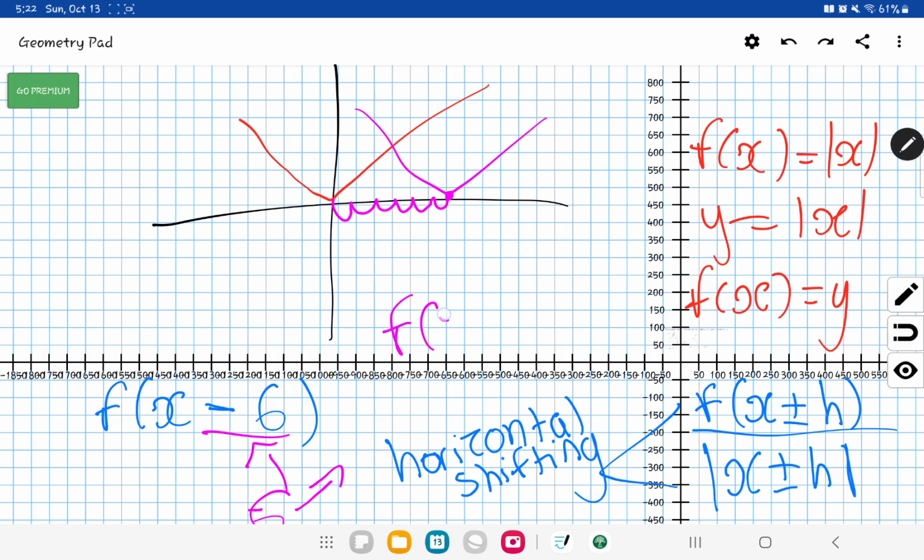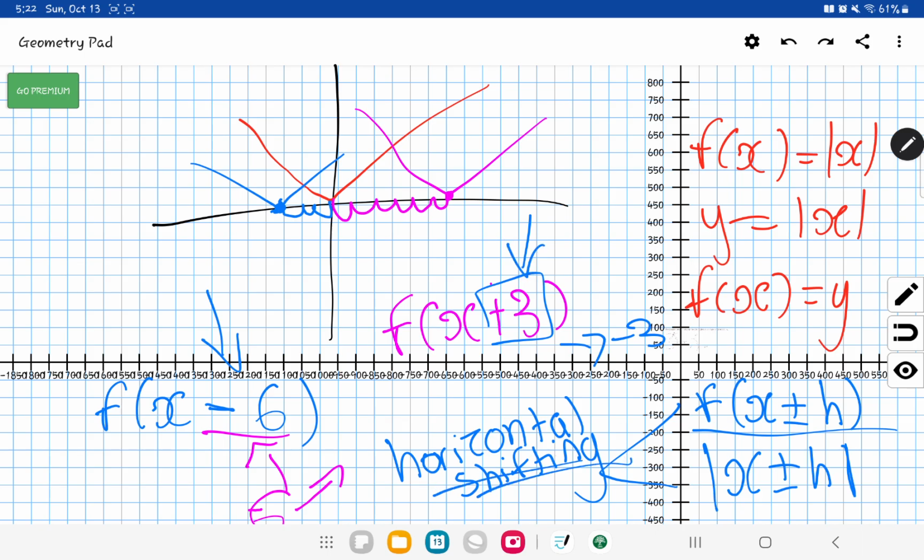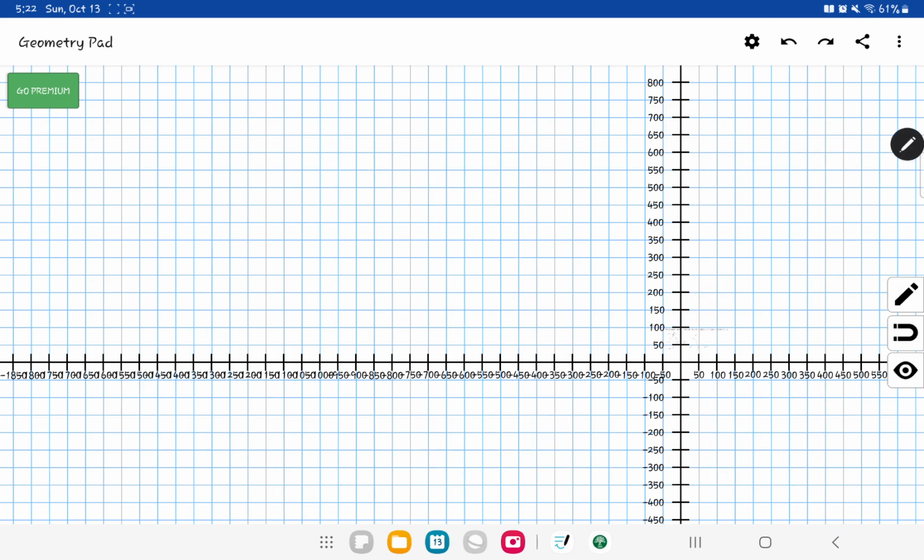But if they told us, for example, f(x plus 3), we're going to take the opposite of plus 3, which is minus 3. So we're going to move 1, 2, 3. So here, this is where our graph will be. If it is a horizontal shifting, if it's inside the brackets minus, we move it to the right. If it's inside the brackets plus, we move it to the left. So this is it for the horizontal shifting.